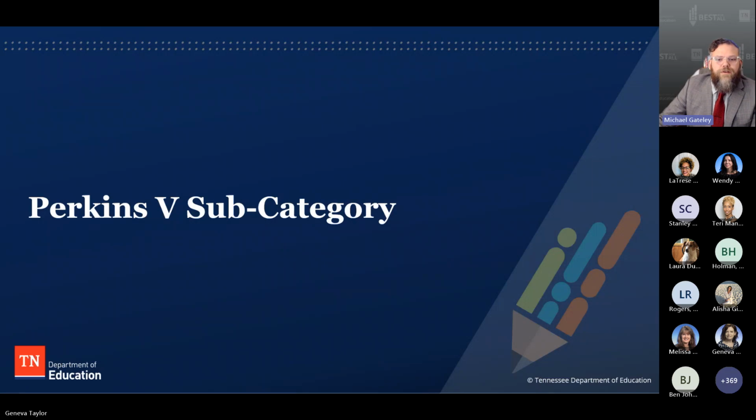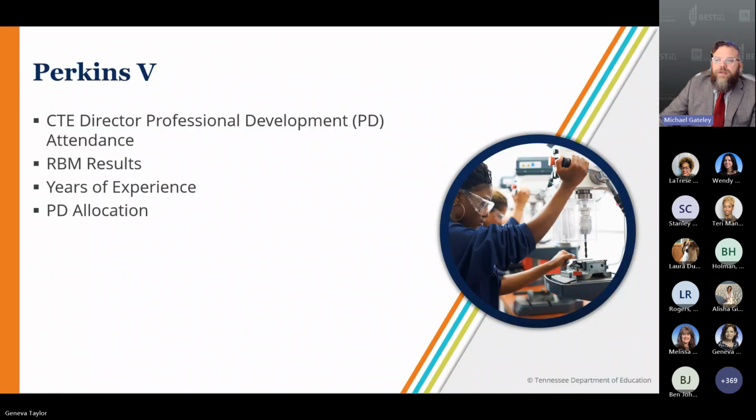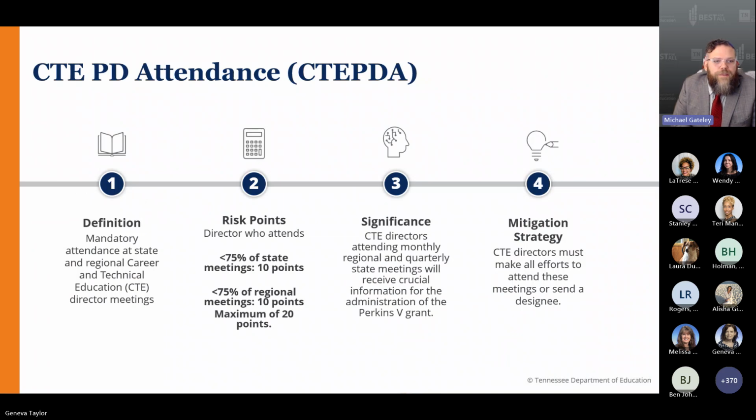Perkins 5 subcategories. We'll start off here with CTE director, professional development attendance, RBM results, and years of experience, and then PD allocations. For the PD, there's mandatory attendance at both state and regional CTE directors meetings. We have 4 quarterly state meetings, and then often there are monthly meetings in each region. If CTE directors cannot attend those, we suggest that they send designees. That should not be the norm, though. That should be in case of maybe you're double booked, or there is an emergency. Receiving that information firsthand is best practice.